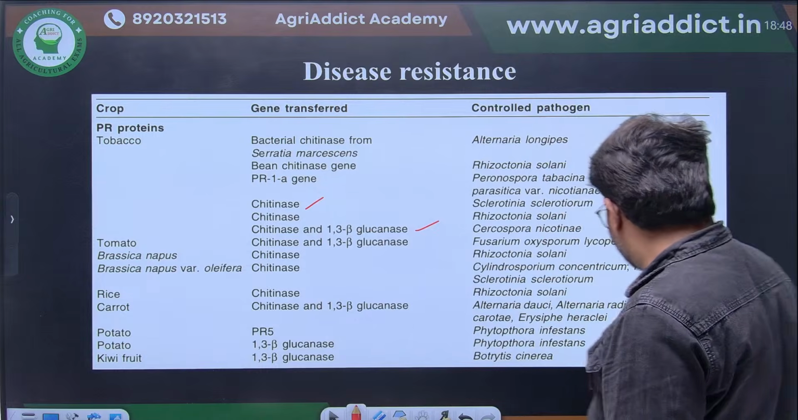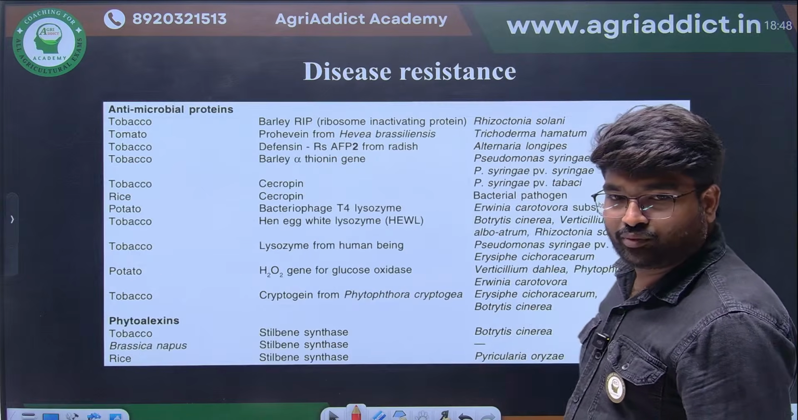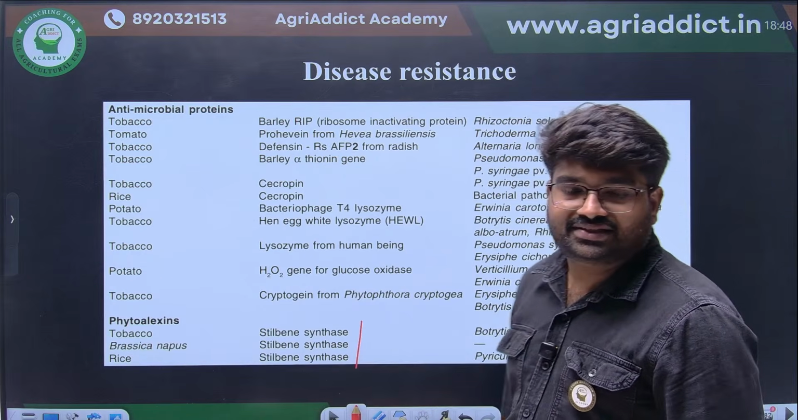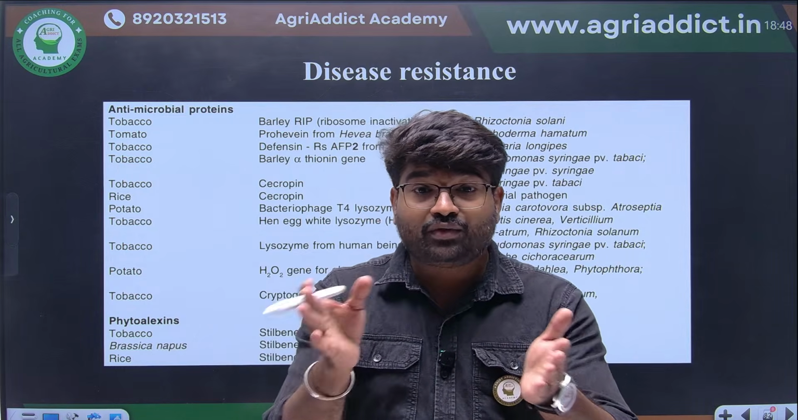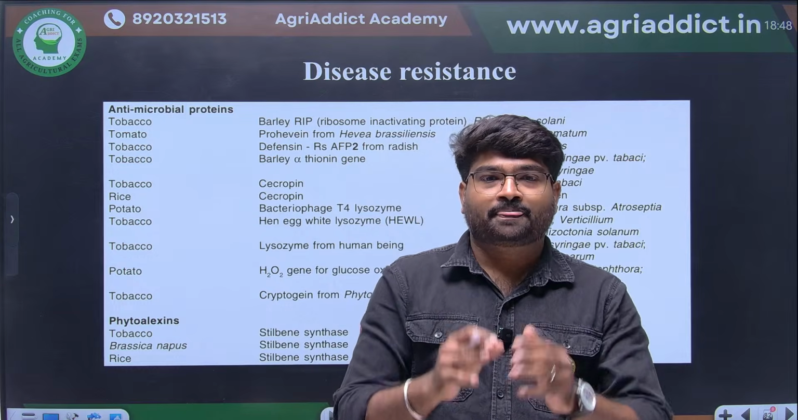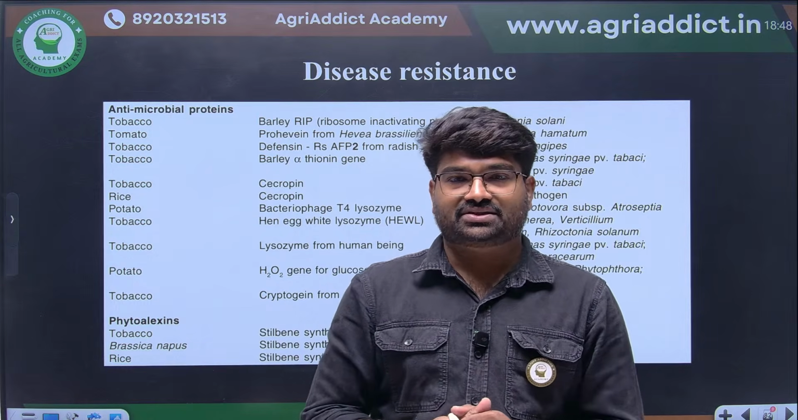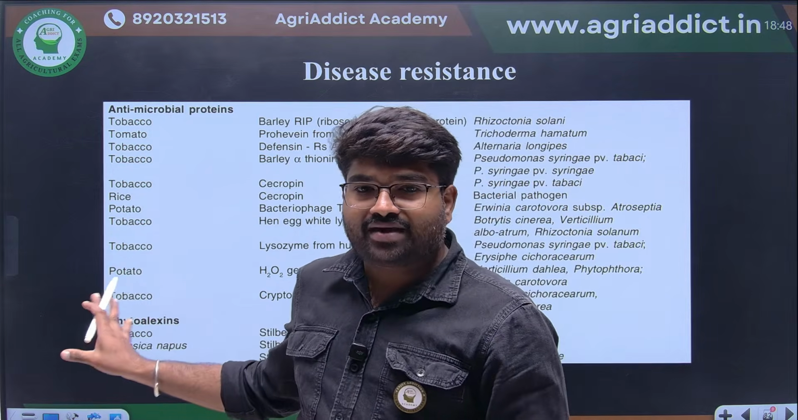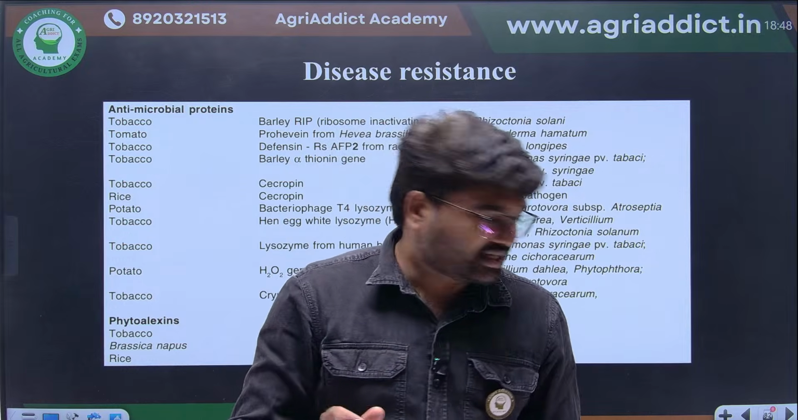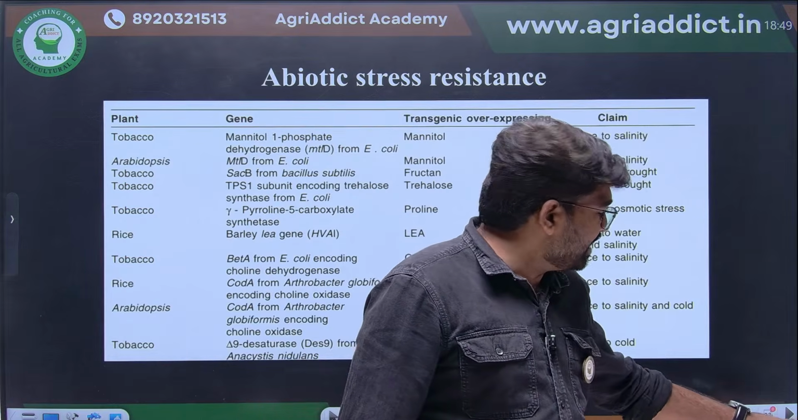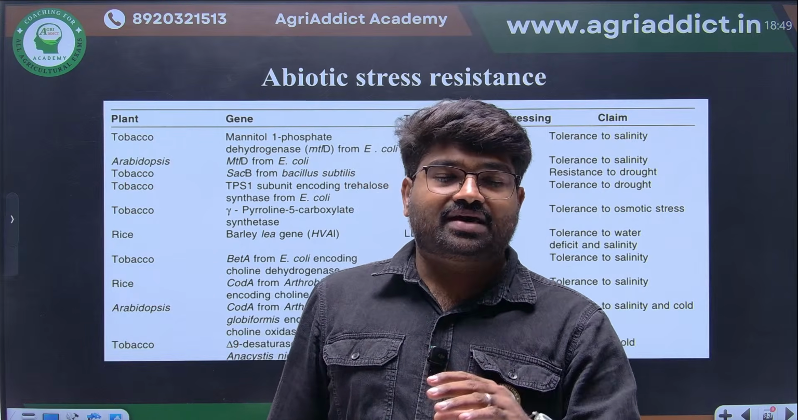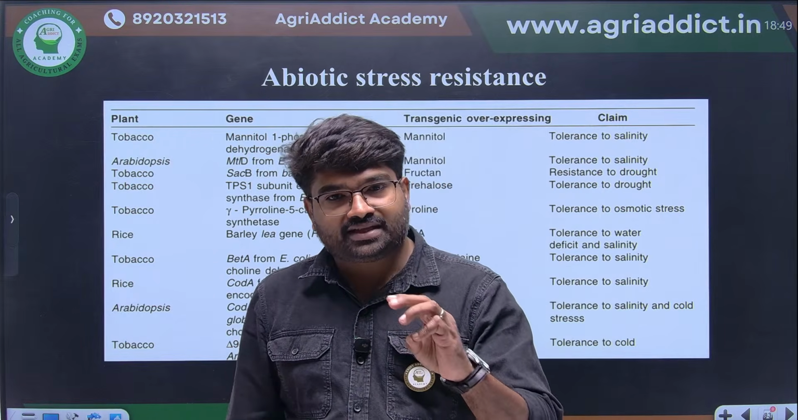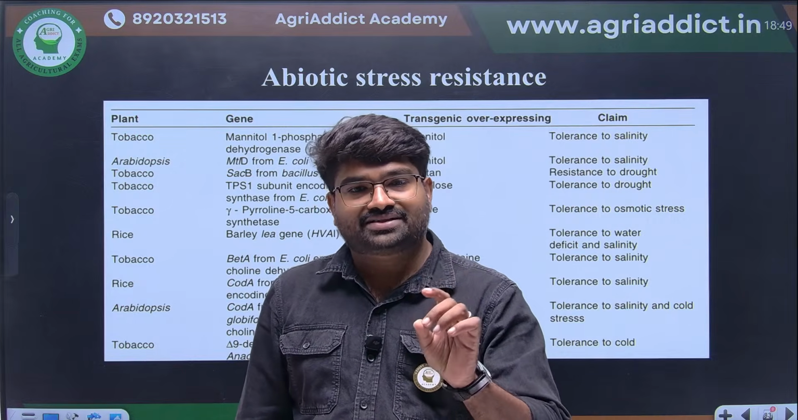Apart from that, we can use pathogenesis related proteins and stilbene synthase genes. These are the specific classes of genes. If we overexpress them in the plant, it will become disease resistant. So far we have completed biotic stress: how we can develop resistance against insects, pests, viruses and diseases.